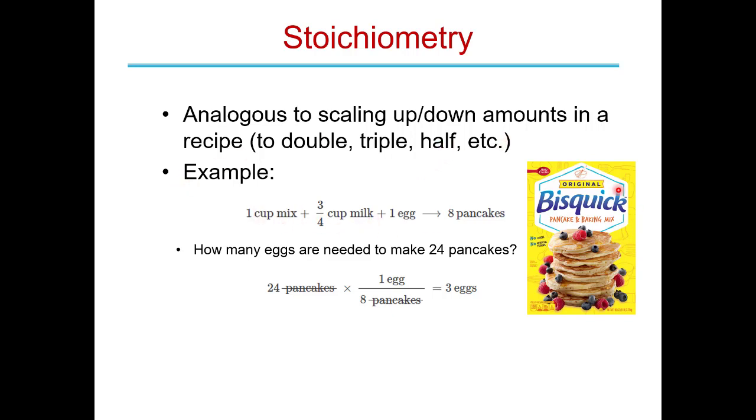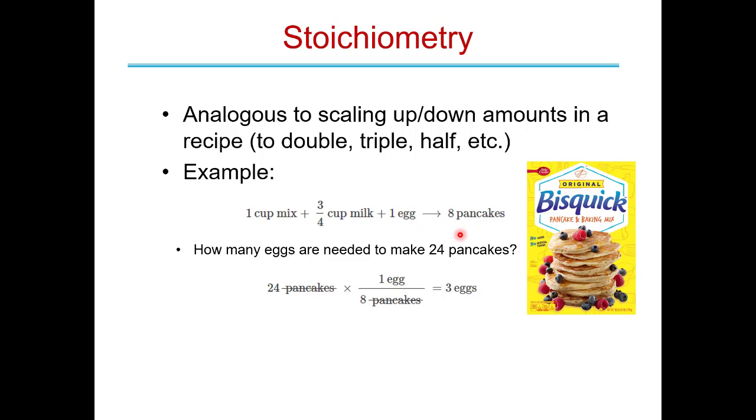For example, suppose we're making pancakes with a mix, and the box tells us to take 1 cup of mix, combine that with 3/4 of a cup of milk and 1 egg, and that's enough to make batter for about 8 pancakes of a certain size. We can write that as though it were a chemical reaction: 1 cup of mix plus 3/4 of a cup of milk plus 1 egg yields 8 pancakes.